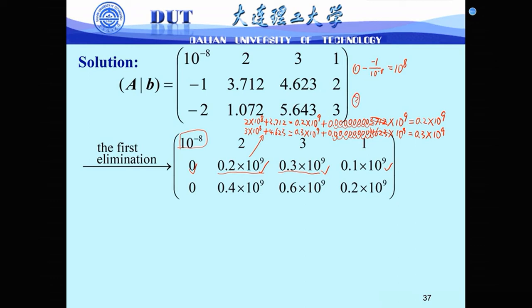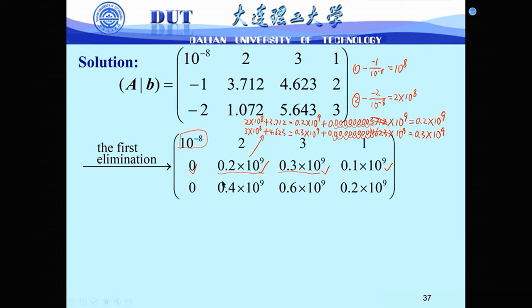For the third row, we need to consider another multiplier. So it is a minus ratio, right? Numerator is just minus 2. And the denominator is just this pivot, so 10 to minus 8. So it is just minus, minus, positive, right? So that is just 2 multiply 10 to 8. This multiplier is 2 multiply 10 to 8. It's okay? So now we use this multiplier to multiply the first row and add to the third row.